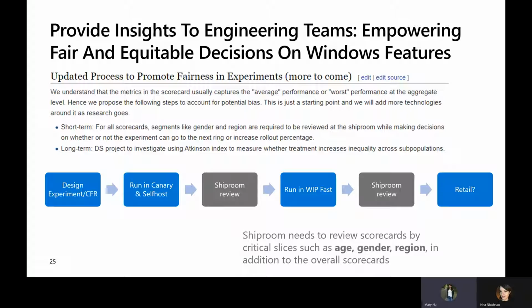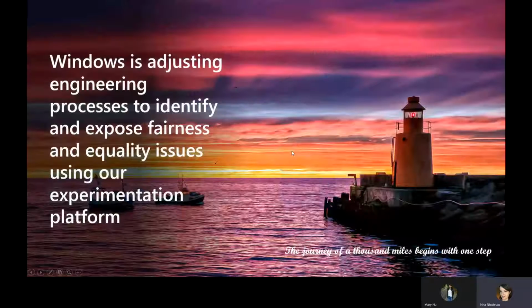Hopefully by now you understand how the learning we got from the case study has motivated many data science investments as well as process improvements in the Windows experimentation platform. And with that, I'm going to hand it back to Irina. Thanks, Mary. As you saw, our platform is adjusting its processes.